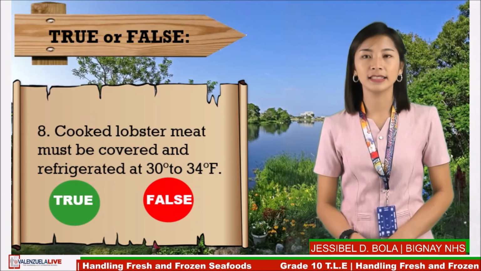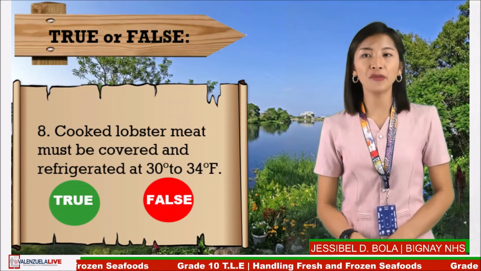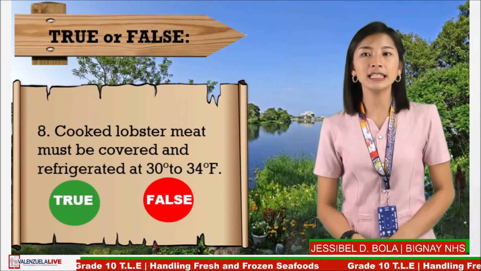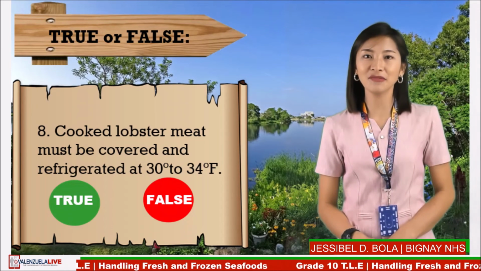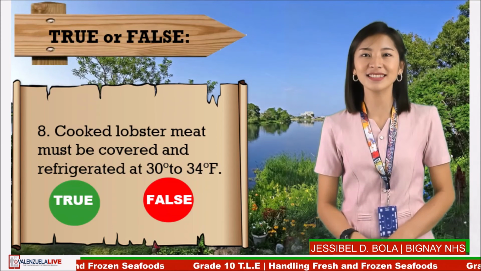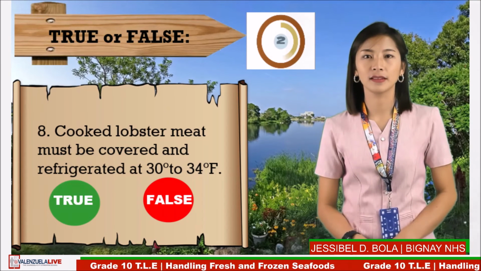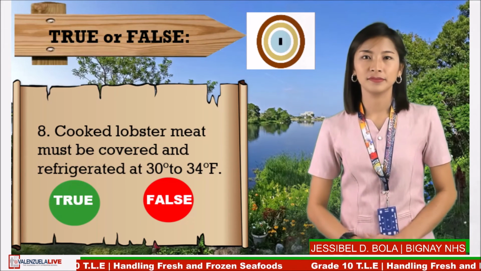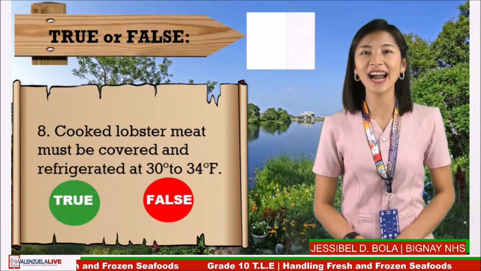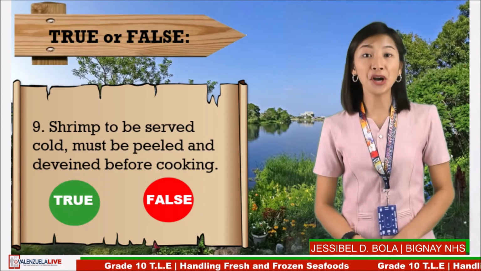Number 8. Cooked lobster meat must be covered and refrigerated at 30 degrees Fahrenheit to 34 degrees Fahrenheit. Is it true or false? 5 seconds starts now. If your answer is true, you got it right.